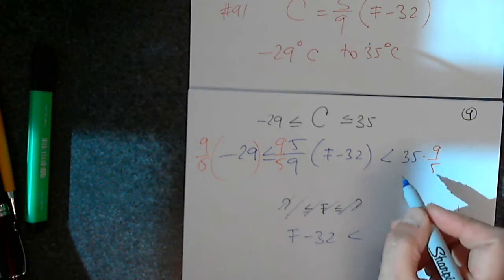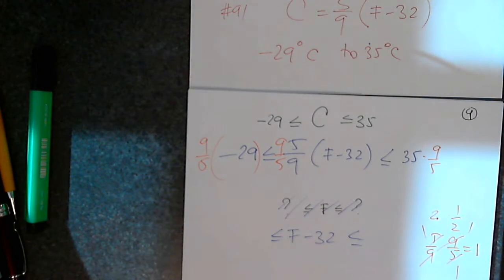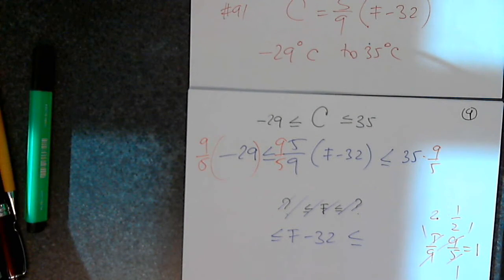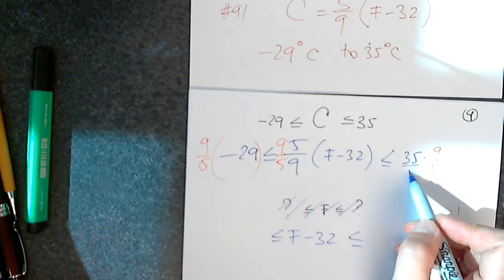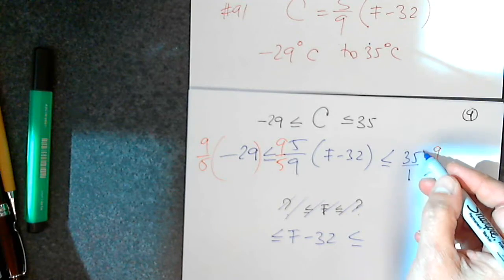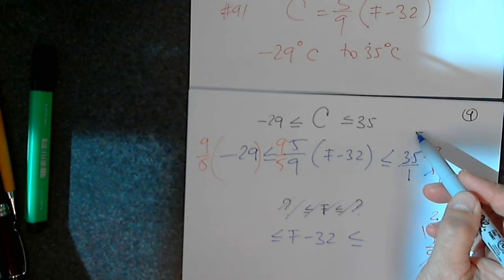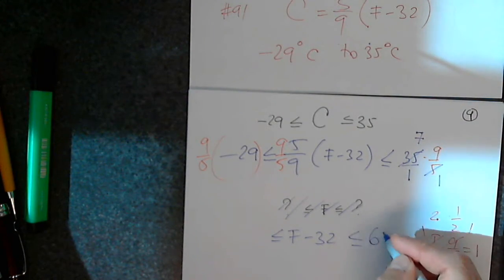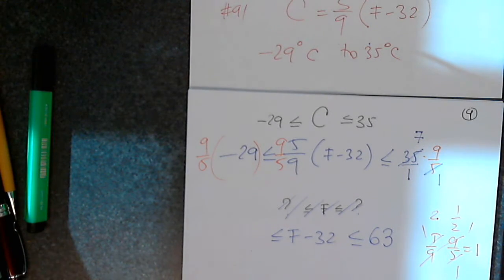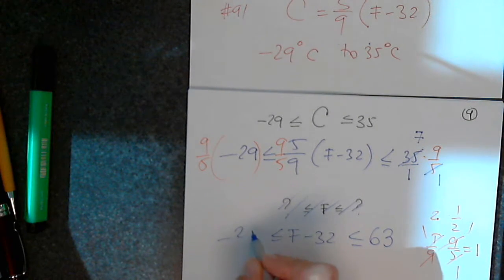Indeed, that's what we wanted. We wanted to eliminate and just have f minus 32 in the middle. Now the right-hand side, remember this is 35/1, and I will simplify by 5. What do I get? Very good. So the right-hand side is 63. What about the left-hand side? Here I cannot simplify. So I will just multiply 29 by 9. I got -261 divided by 5.